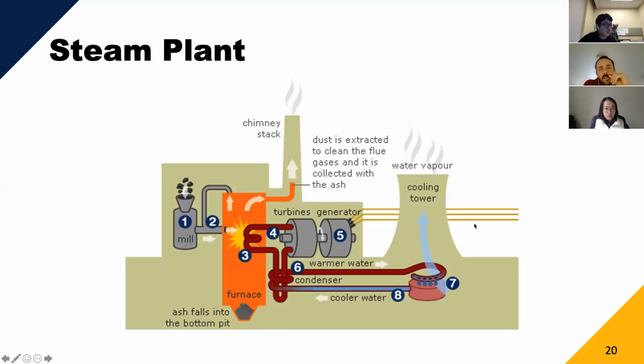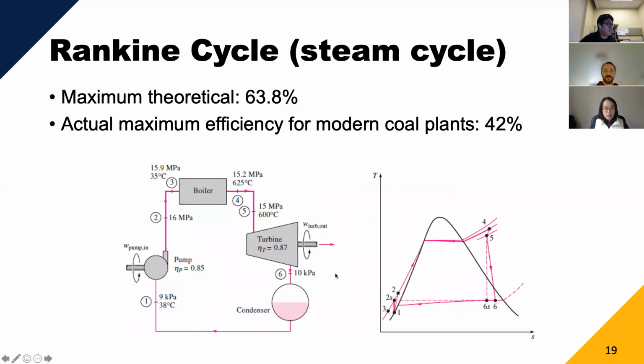Oh, sorry, I see a question. 0.85 is the efficiency of the turbine. Yeah, okay, this number here, that's right, 0.87.